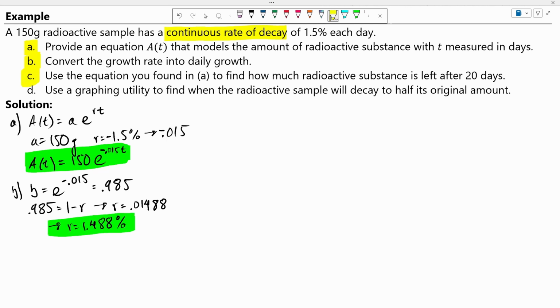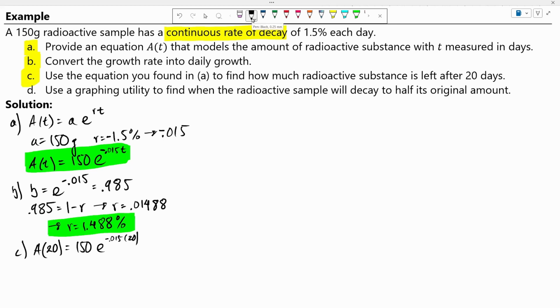Part C. Using the equation that I found, how much radioactive substance will I have after 20 days? It's exactly how you think it is. So C is asking me to do A of 20. So 150 e to the negative 0.015 times 20.